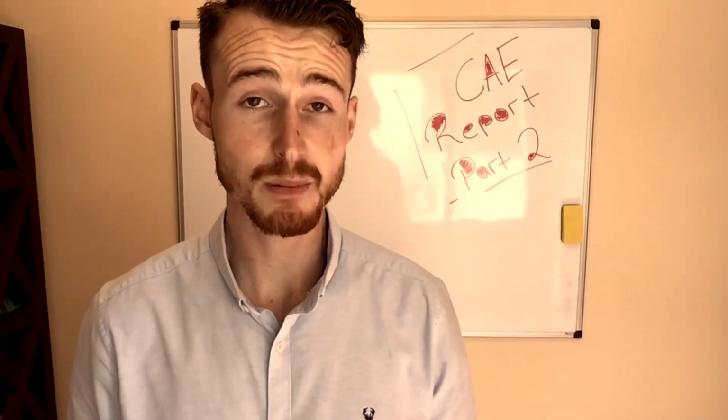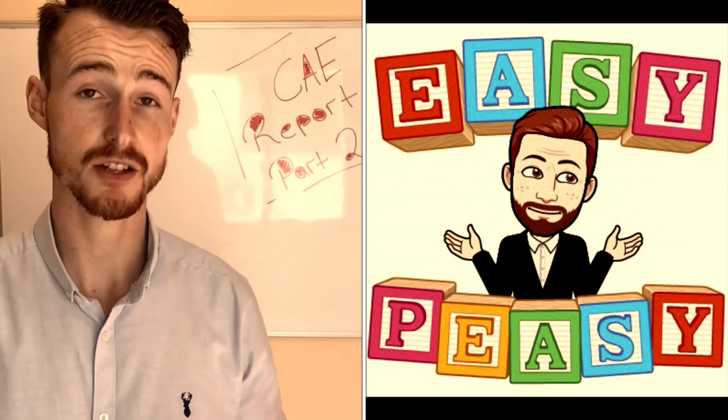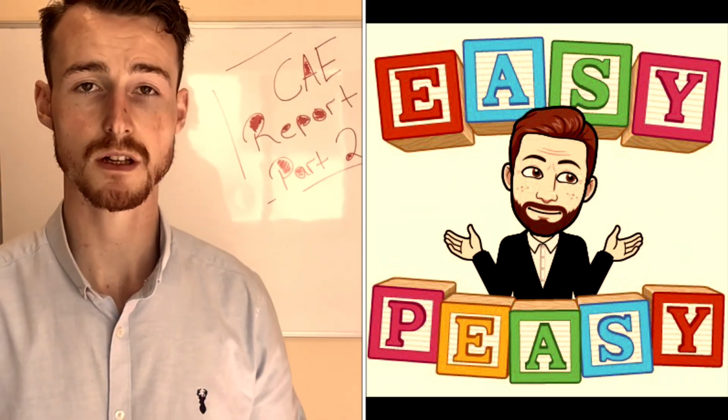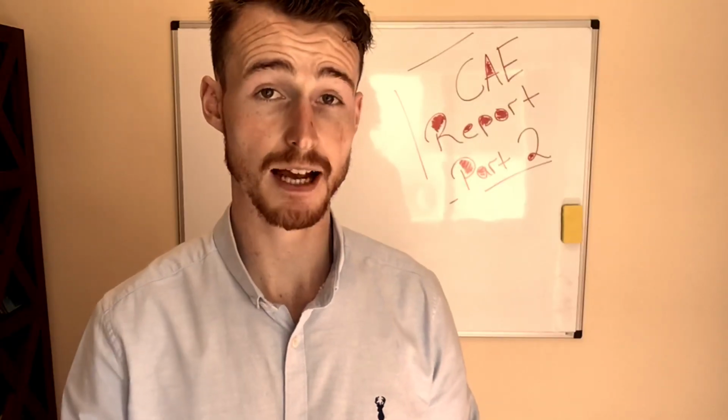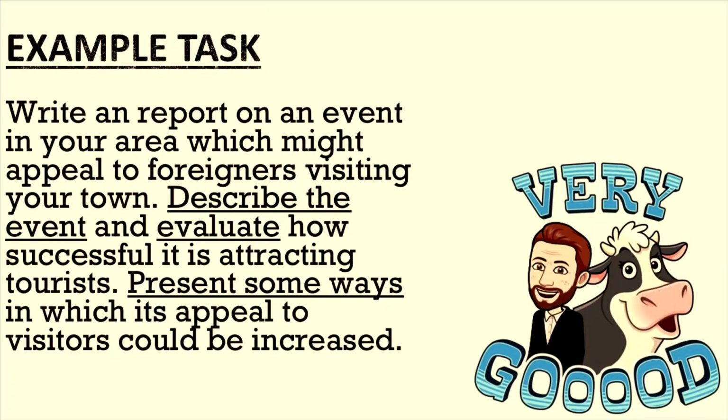Okay guys, it's as simple as that. That's a very clear and concise structure for you to write your report. So let's look at an example task that we could tackle. The example task here is to write a report on an event in your area which might appeal to foreigners visiting your town. Describe the event and evaluate how successful it is in attracting tourists. Present some ways in which its appeal to visitors could be increased.